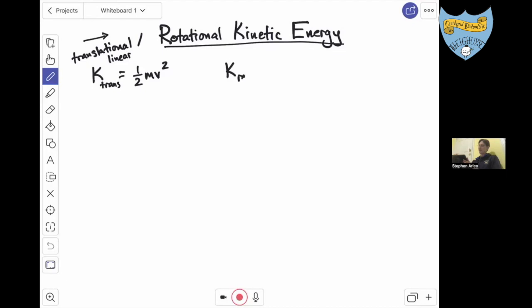Rotational kinetic energy is the kind that's new today, and that's the identical formula, but replace all of the linear things with their rotational analog. So instead of mass, you would use moment of inertia. Instead of V, you'd use omega, the angular velocity. So 1/2 I omega squared is your formula for rotational kinetic energy.